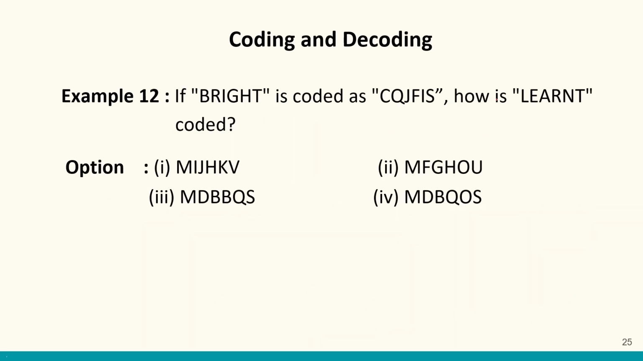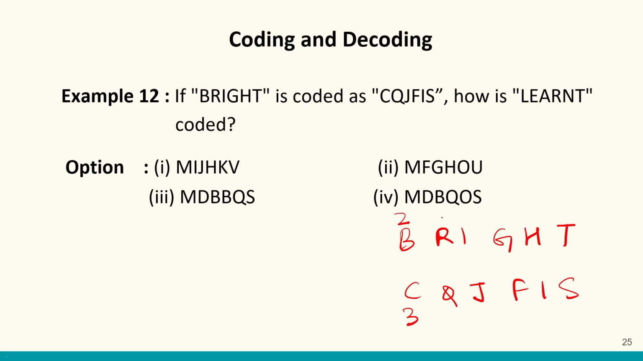Then bright is coded as this. We have to find out the code for learned. Now bright is coded as CQJFIS. So second position, third position. R is positioned 18, Q is positioned 17.